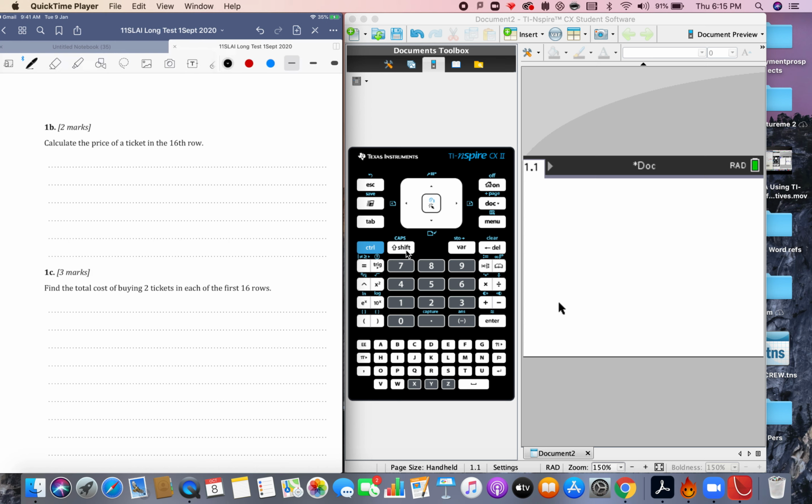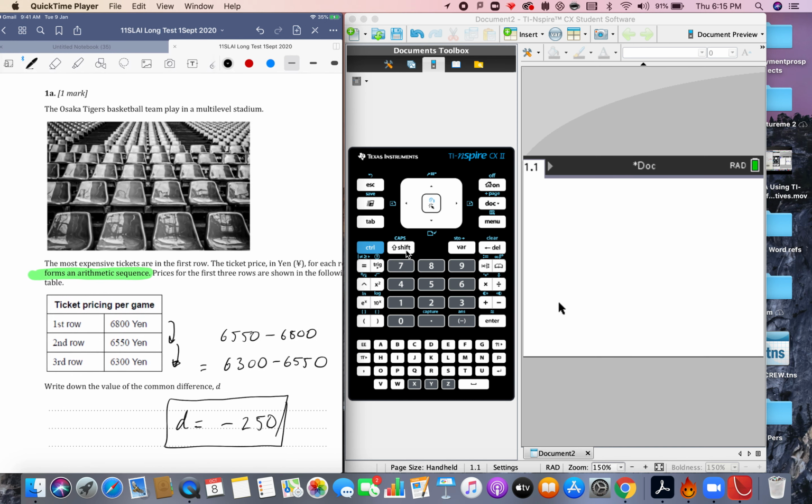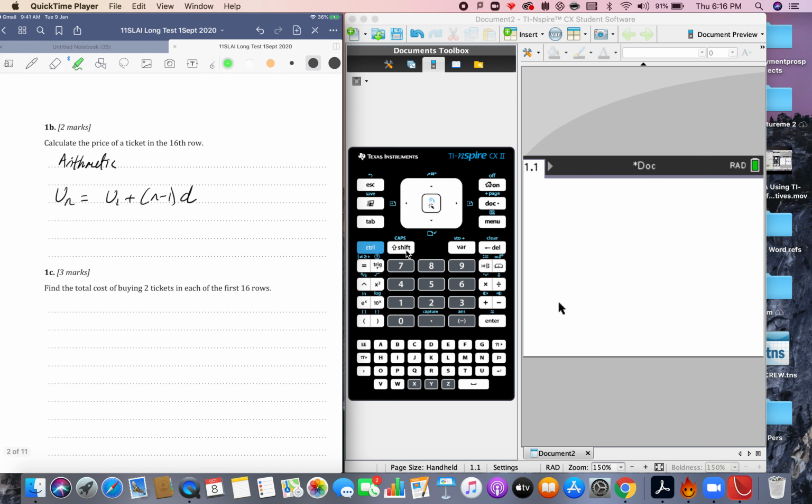Alright, so basically we've got arithmetic. So when you go to your formula book, you've got these formulas. U of n equals U1 plus n minus 1 D. Now let's think about what these are. Well, you can clearly see that U1 is the price of the ticket in the first row, 6,800, and D is negative 250, so we can just put those numbers straight in. So we know U1 and we know D, and now of course we're asked to find n equals 16.